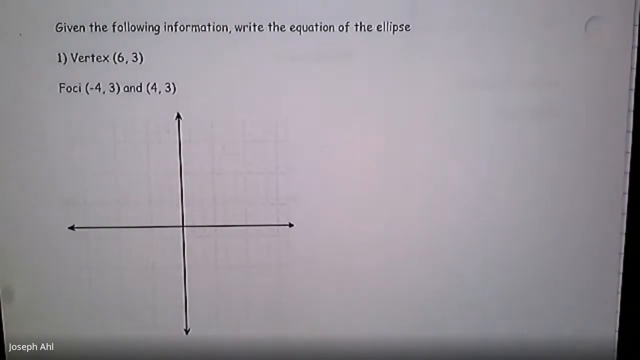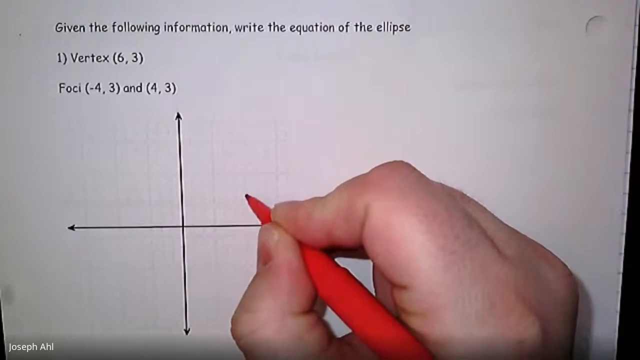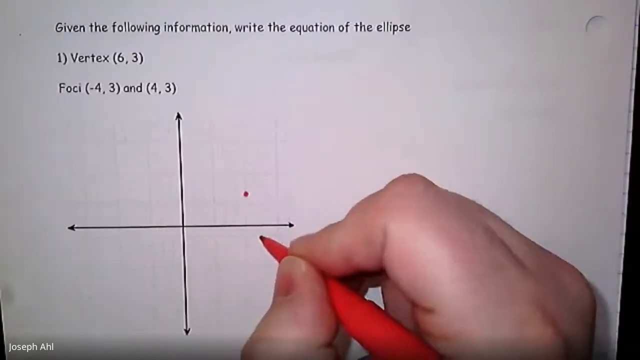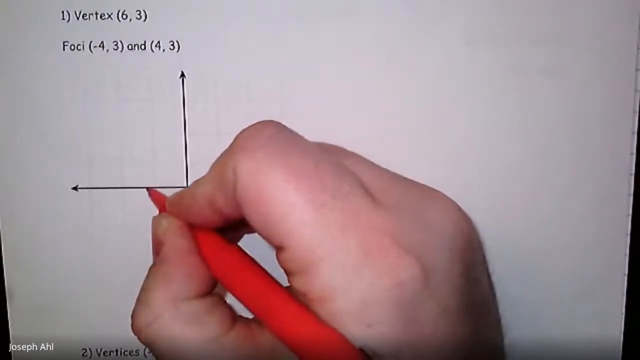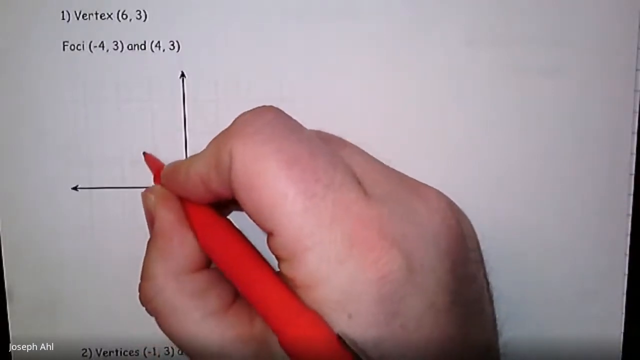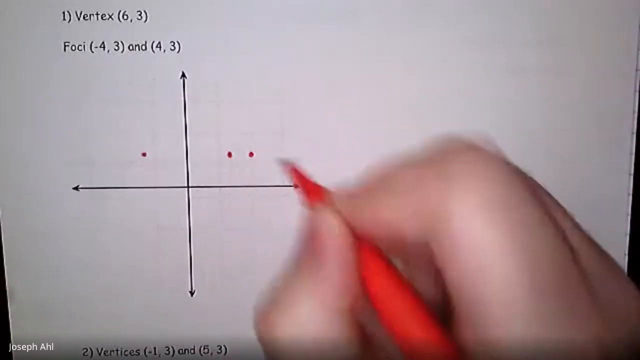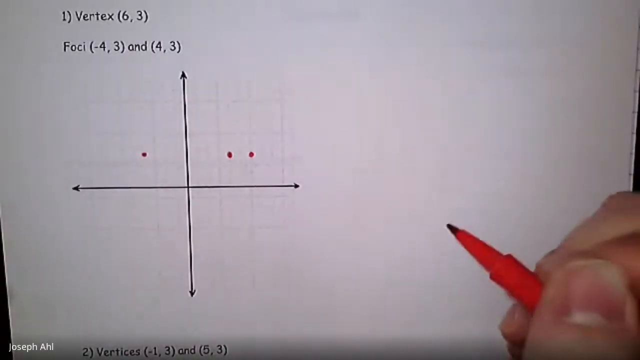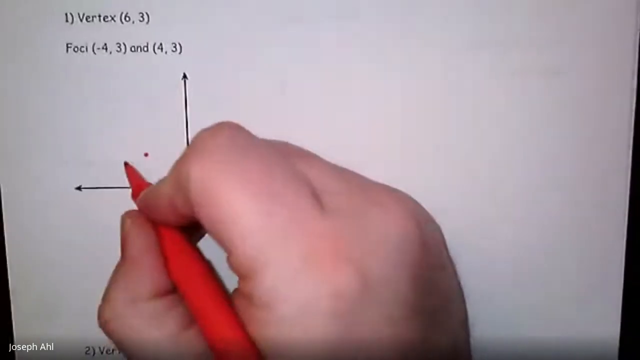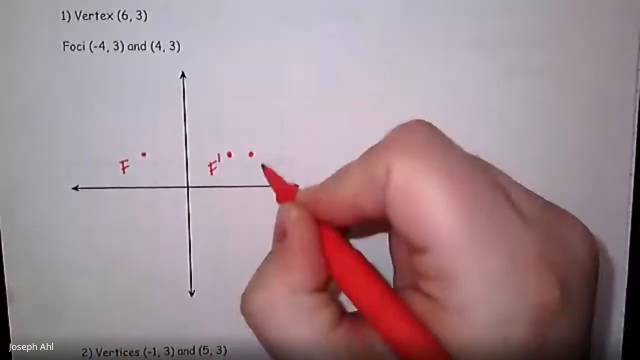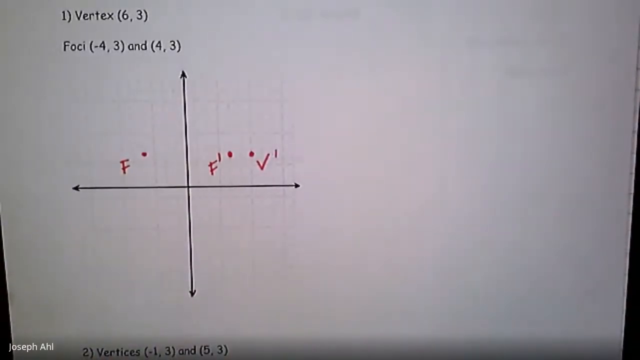So the vertex that we're given is at (6, 3). So go ahead and plot that. And there's really not a requirement that you need a grid to do this question, but I think it is nice to have it there for you, so that this way we can visualize some things like which way is the major axis going? Is it horizontal or is it vertical? Things like that. So the foci, it doesn't matter which one's F and which one's F prime. Okay, but I'll put those labels there for us.